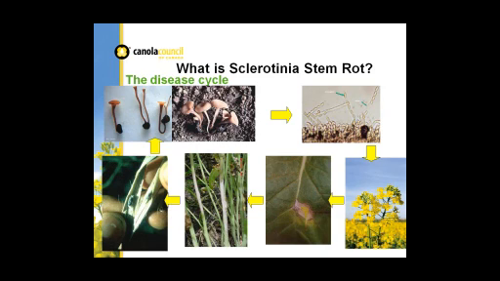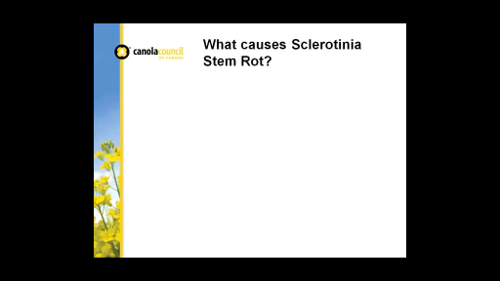At the end of the season, the disease induces sclerotia production, and these are usually produced within the stem, and as that stem rots, the sclerotia are released back to the soil, and the disease is ready to continue for your next crop that grows out there. So that's how the disease works.